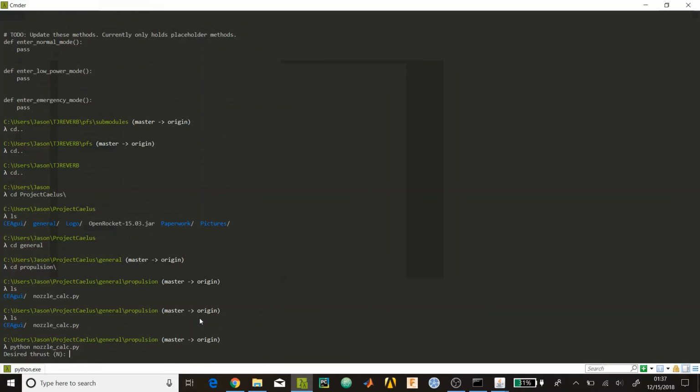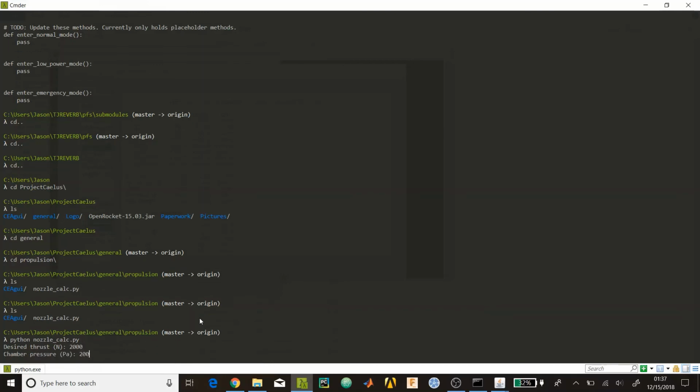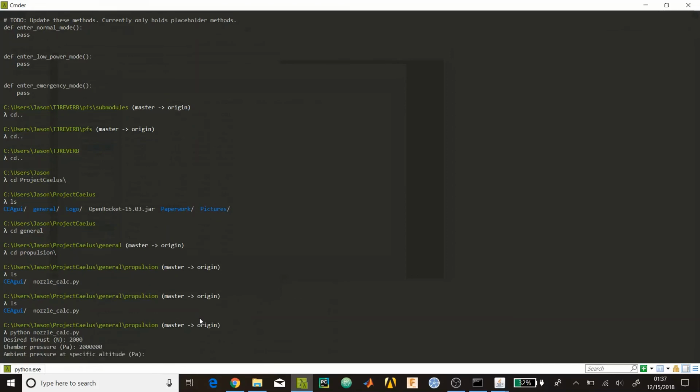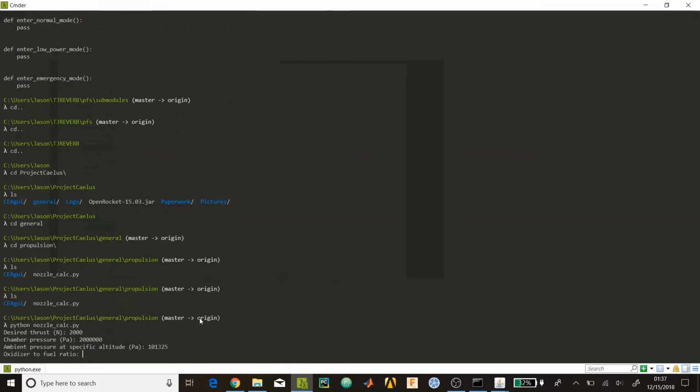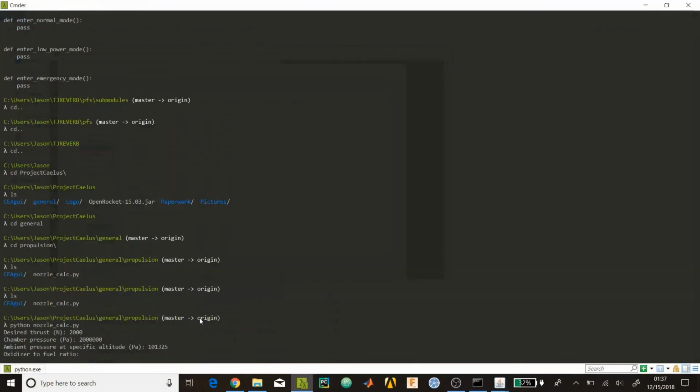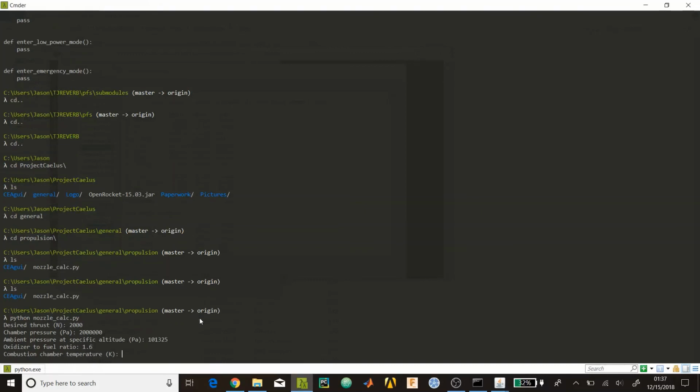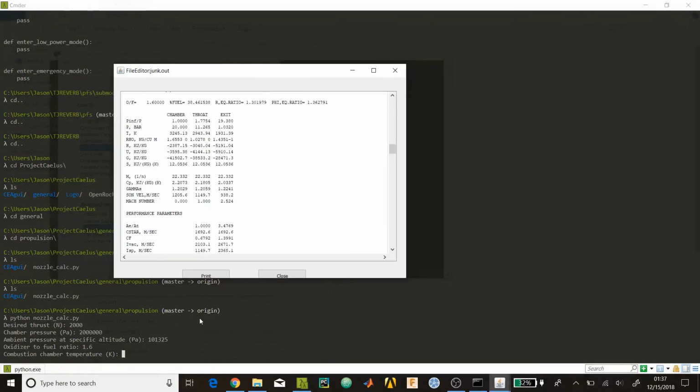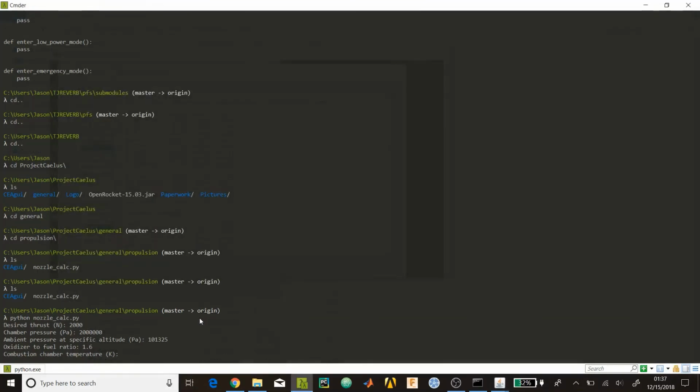So our current engine design is 2 kilonewtons. The chamber pressure is 2 million pascals. Ambient pressure is sea level, 101,325. Oxidizer fuel ratio, we saw that our oxidizer fuel ratio is 1.6. So let's go ahead and put that in, 1.6. What's the chamber temperature? It's 3,245.13.